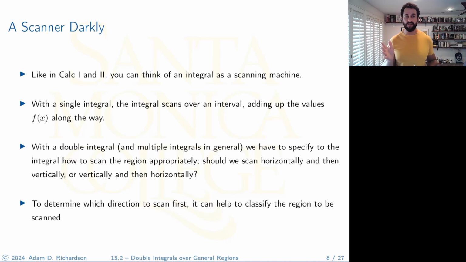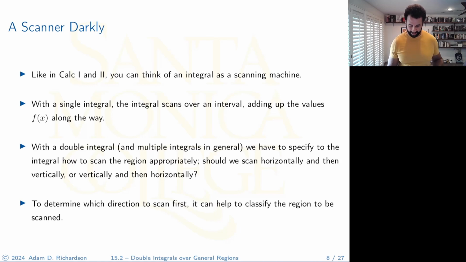In Calc 1, we were just scanning in one direction, maybe the opposite direction. The integral is adding up all the values of f as you scan from left to right or from right to left. With a double integral, or with multiple integrals in general, doesn't matter how many dimensions you're working in, you have to tell the machine how you want it to scan. You have to say, okay, scan this way first, and then scan that way second, then this way third, then this way fourth, and then this way fifth. You have to tell the machine how you want it to scan, all right? And that's where the creativity comes in.